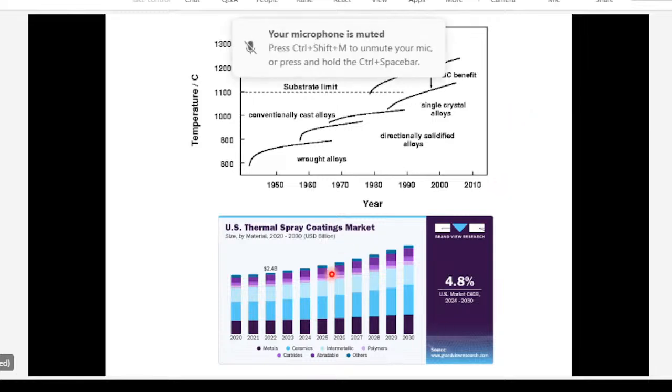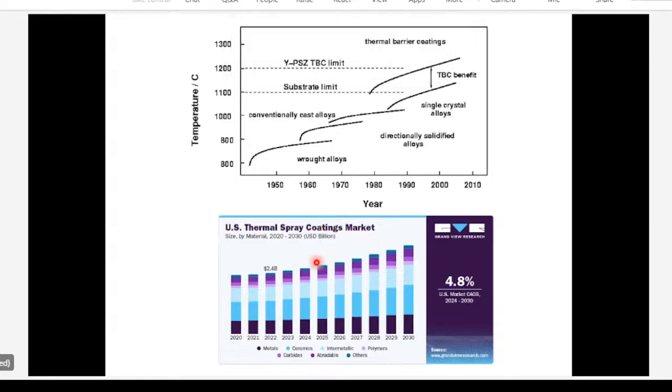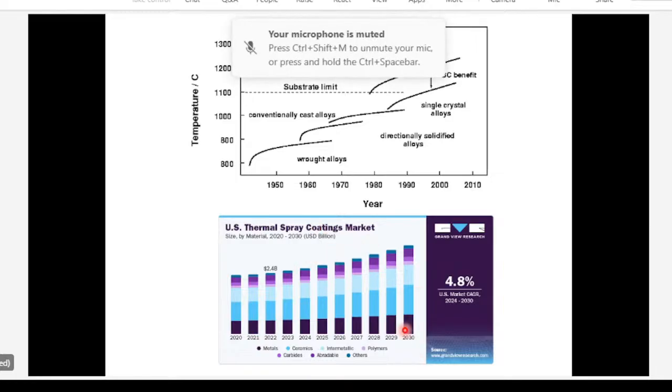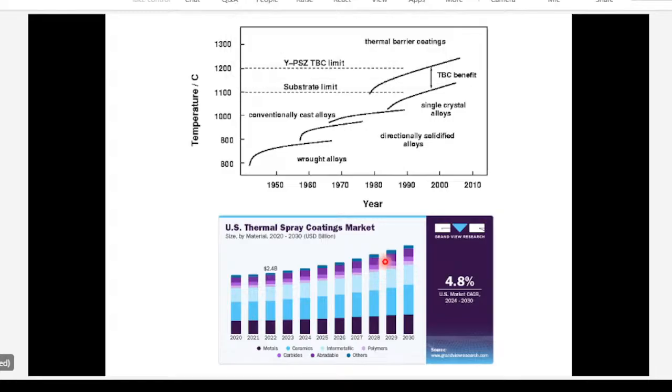These are some data on thermal spray market in the United States. The projection is in terms of several billion dollars of revenue for thermal spray coatings.